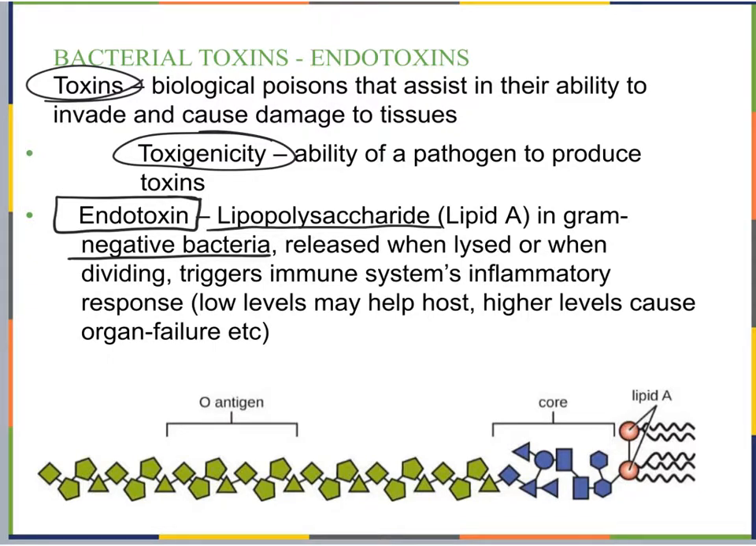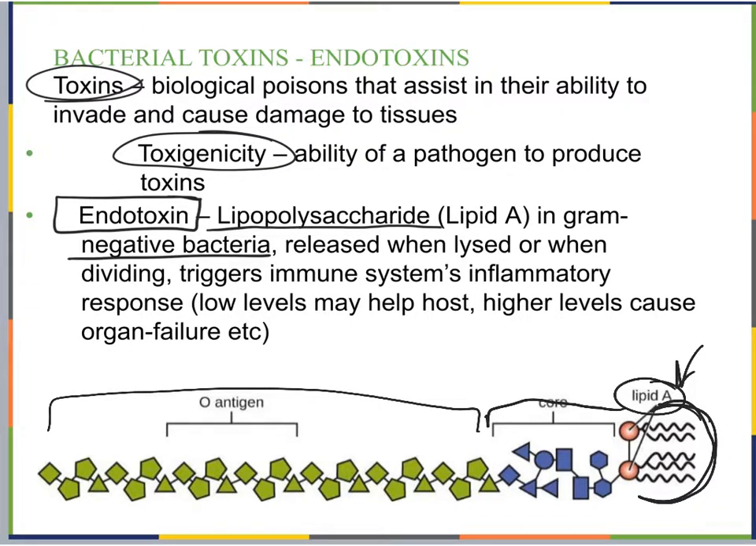So in our gram-negative bacteria, we have our lipopolysaccharide that's within that outer membrane. And we can actually see here that these are our phospholipids here, which contain lipid A. And then this has a core to it, and then there's this O antigen.